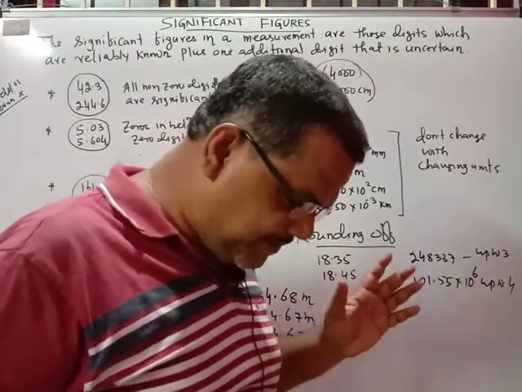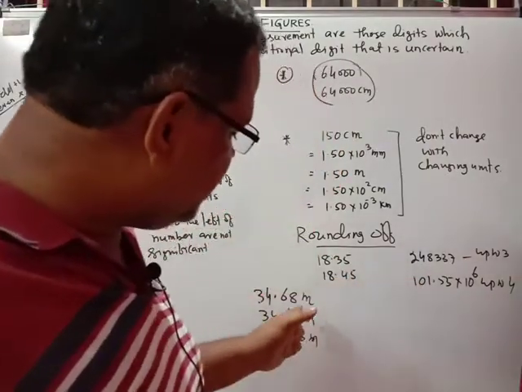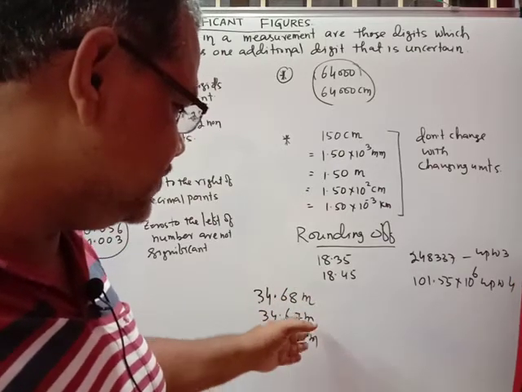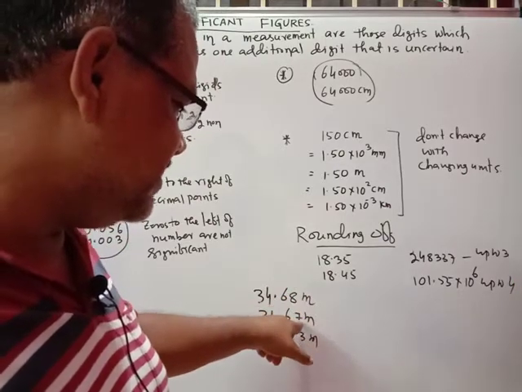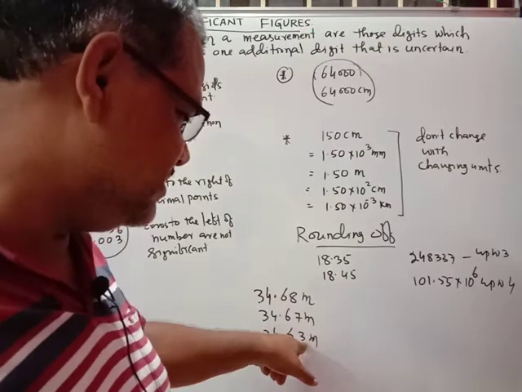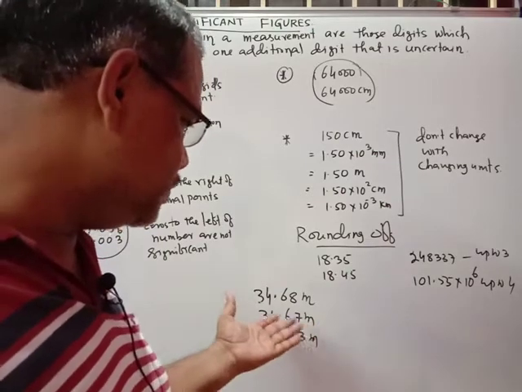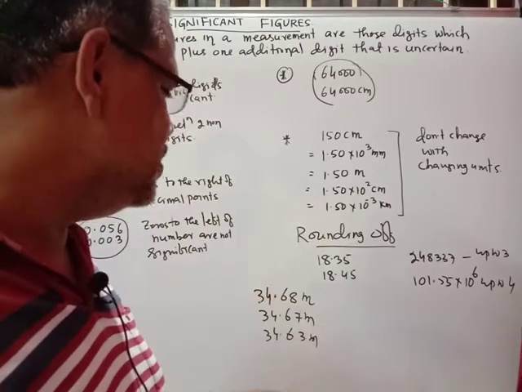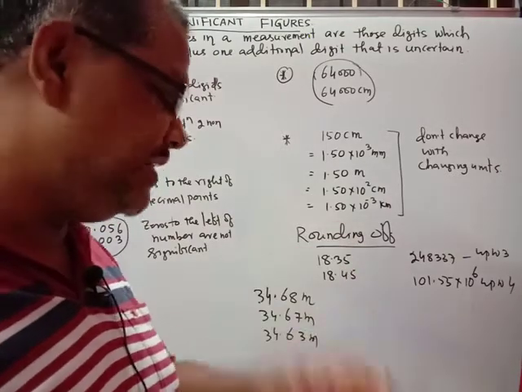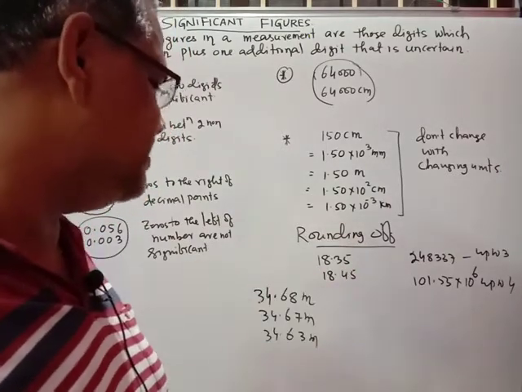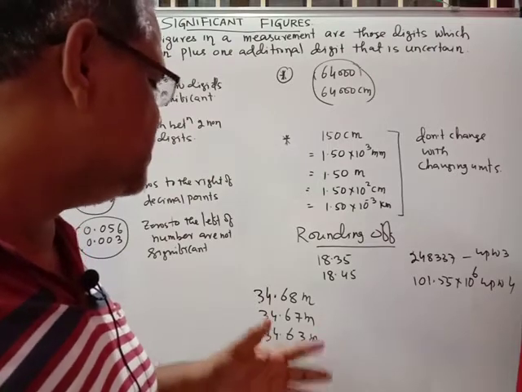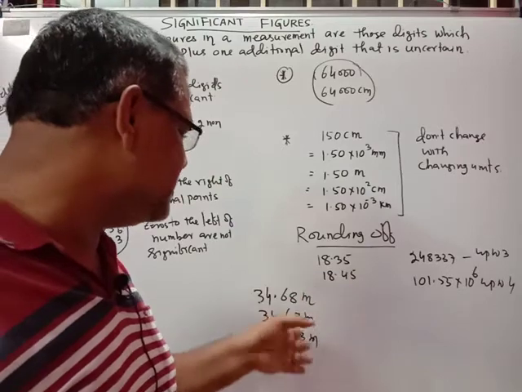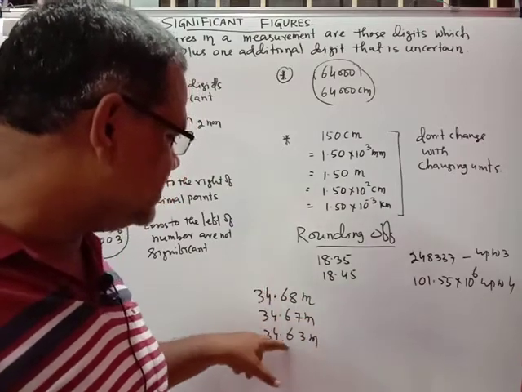Now you must observe the last digit. The last digit is getting changed. One has 8, another 7, and another 3. It may be equal also; a fourth observer may get 34.68. So you can observe uncertainty in a particular digit during the measurement. Which digit is the uncertain one? The last digit.